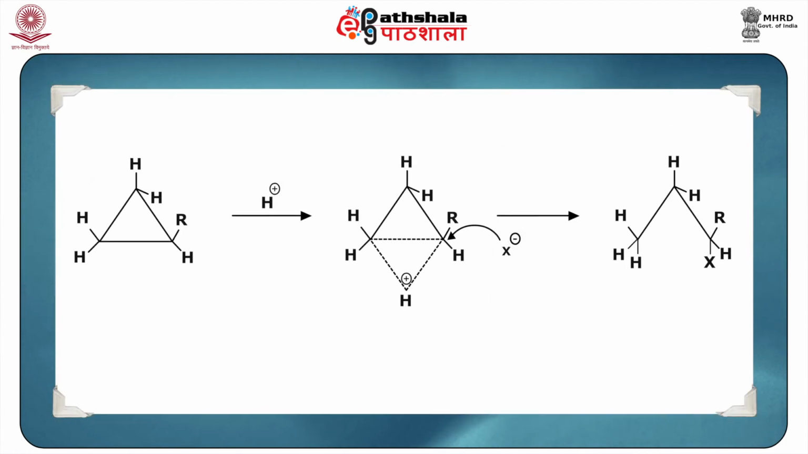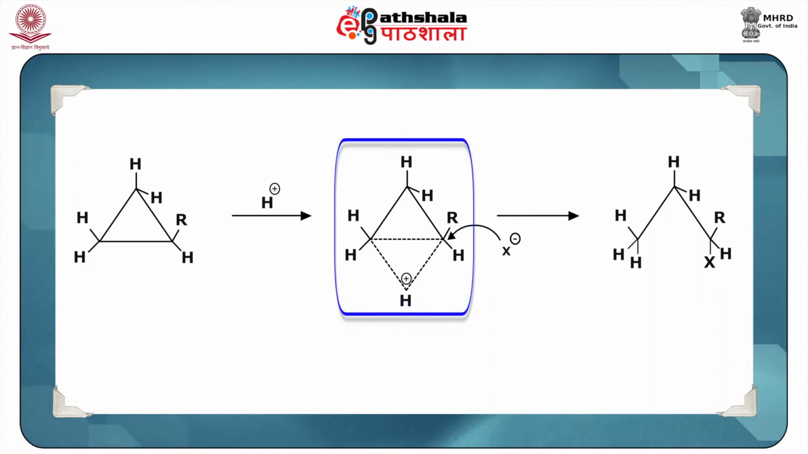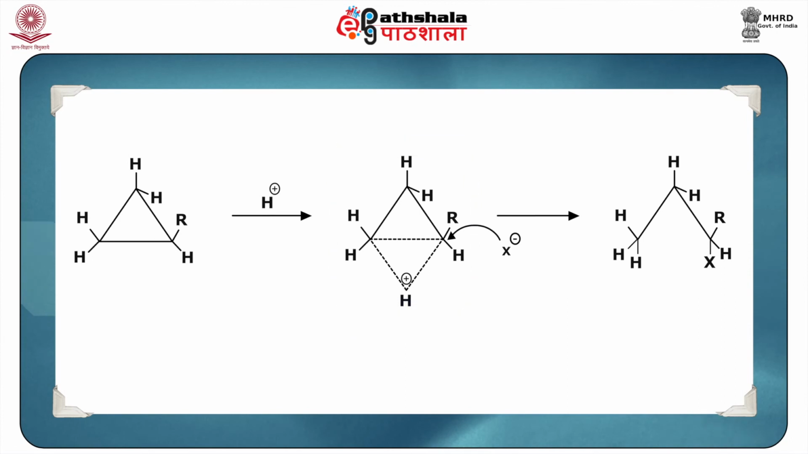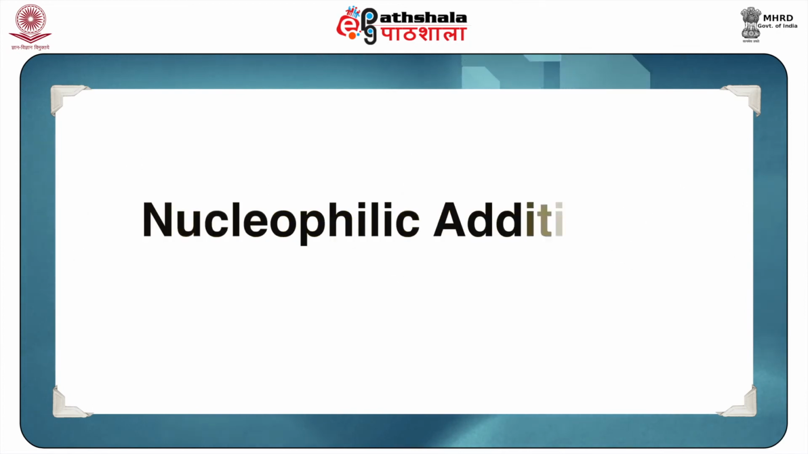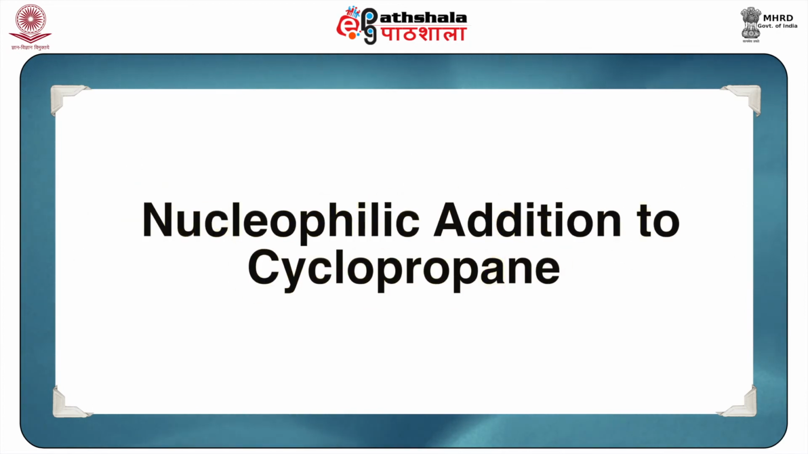There is another type of mechanism which has been suggested, and it depicts an edge protonated cyclopropane. This is shown here: starting with the substituted cyclopropane, the H plus attacks from the edge, so it is outside, and then the X minus attacks, and then finally this H gets shifted to the other, and you can see this mechanism justifies more the 1,3 type of addition which is happening. Now let us discuss the nucleophilic addition happening to cyclopropane.